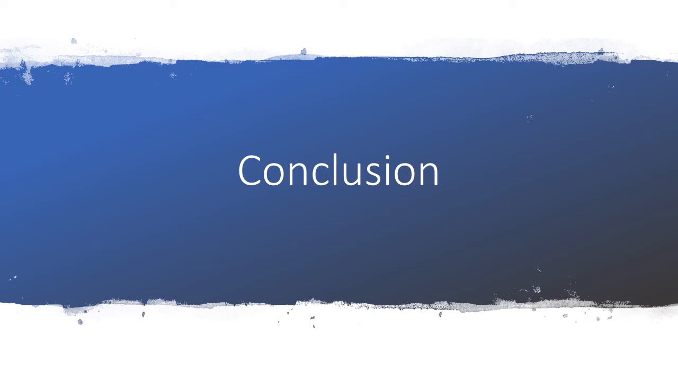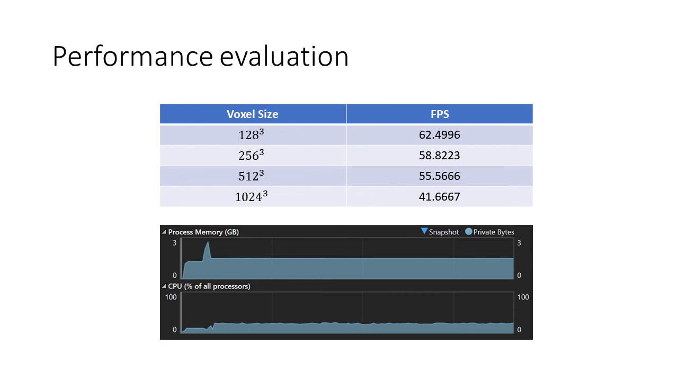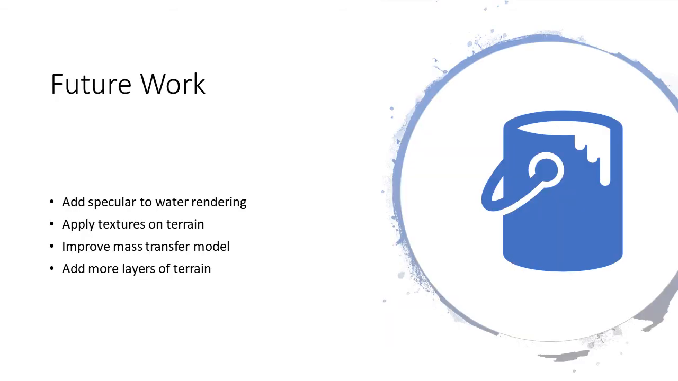Now, let's see the conclusion. We evaluate the frames per second for different voxel sizes and the GPU memory usage and CPU usage, and the result is like this. The future work could be in several parts. We could add specular to water rendering, apply textures on terrain to show more realistic results. We could improve the mass transfer model and add more layers of terrain.